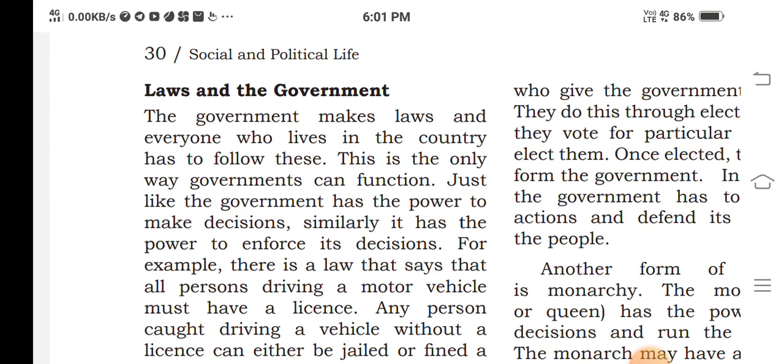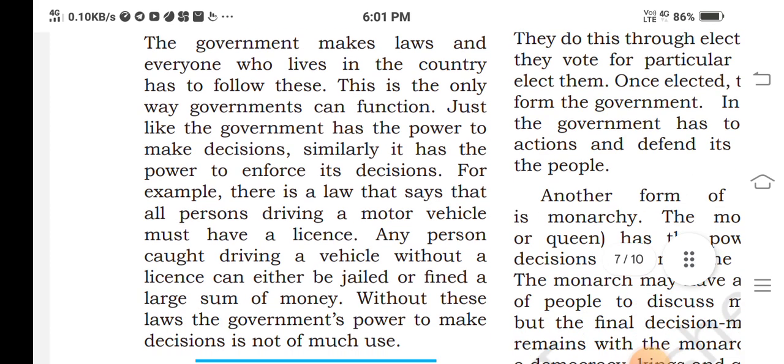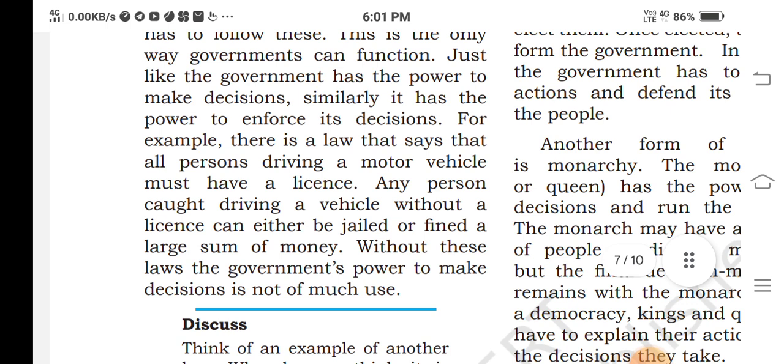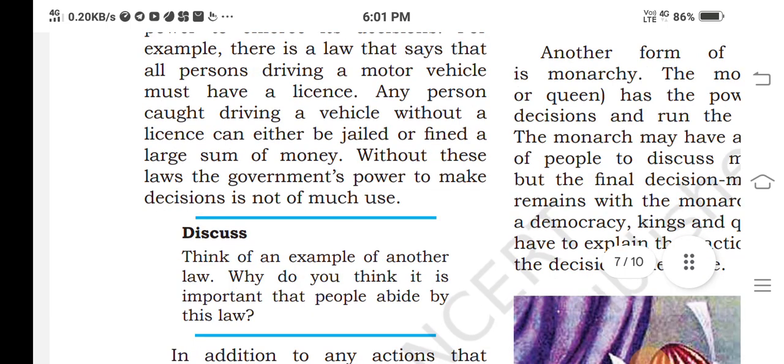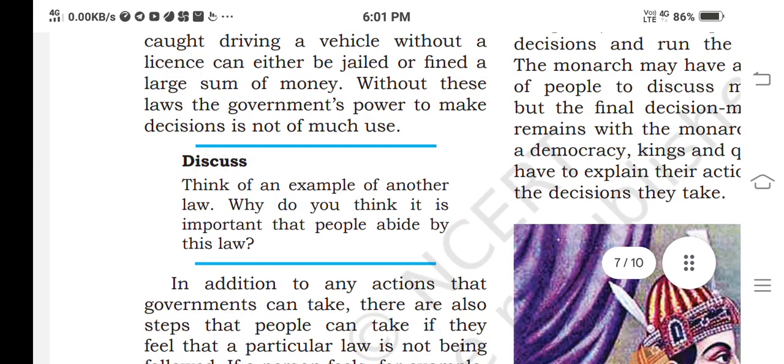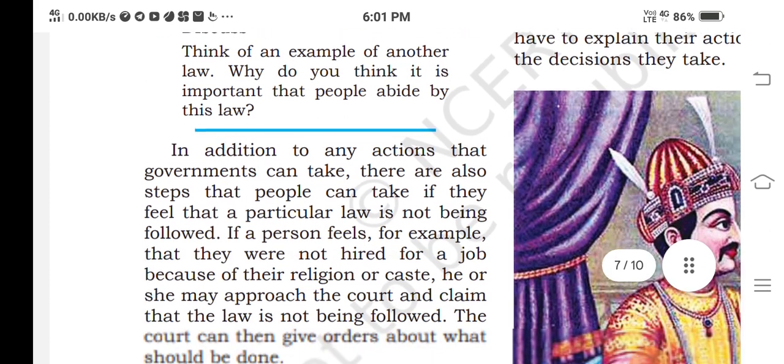Laws and government. The government makes laws and everyone who lives in the country has to follow these. This is the only way government can function. Just like the government has the power to make decisions, similarly it has the power to enforce its decisions. For example, there is a law that says that all persons driving a motor vehicle must have a license. Any person caught driving a vehicle without a license can either be jailed or fined a large sum of money. Without these laws, the government's power to make decisions is not much use.